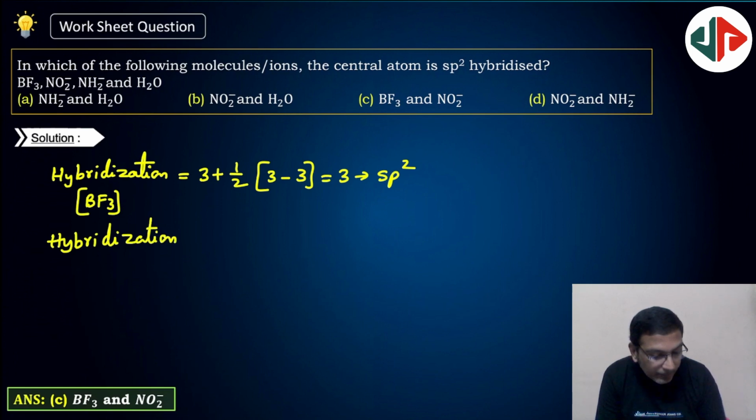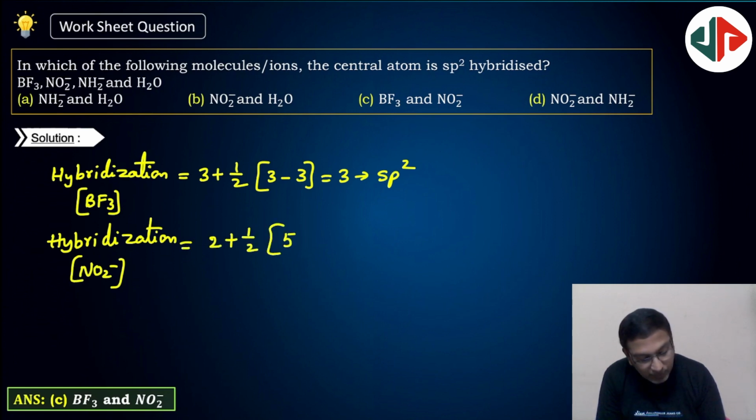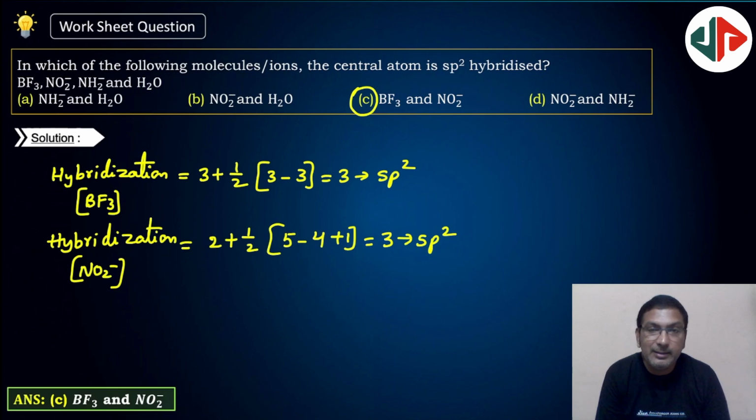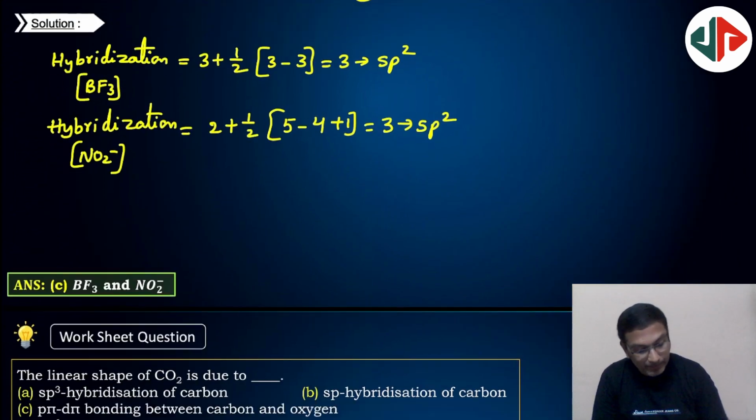Next, for NO2 minus, hybridization: surrounding atoms 2 plus half into group number 5 minus valency with respect to oxygen atoms, double, that is 4, and plus 1. It will be equal to again 3, sp2. So in option C, both the molecule and the ion will have the same hybridization, sp2. In the remaining options, you will get sp3 also. Next question.